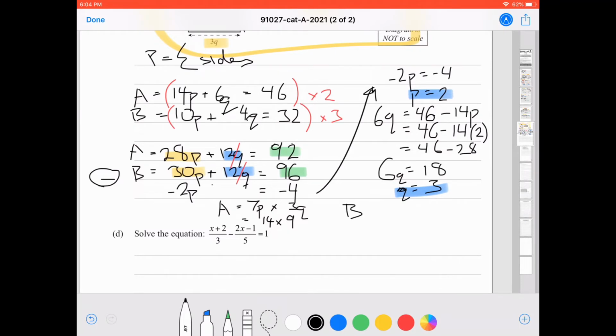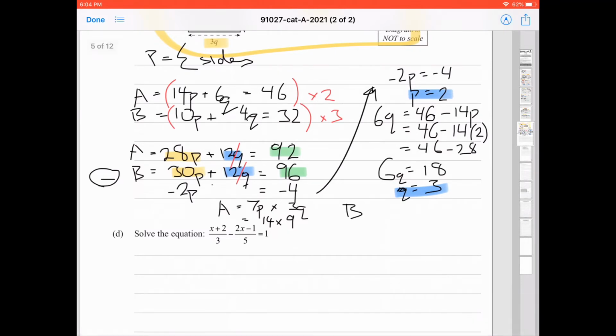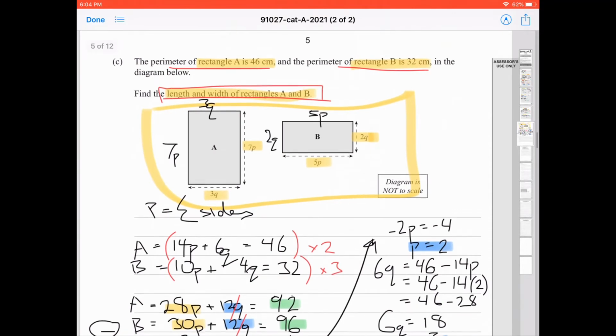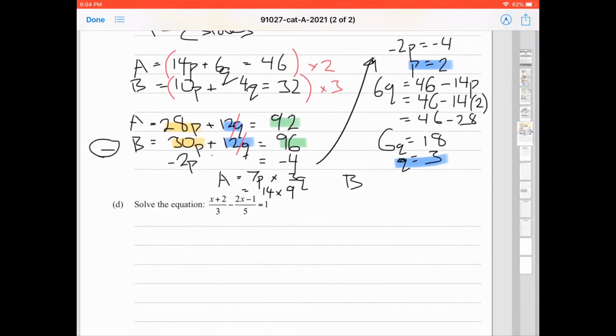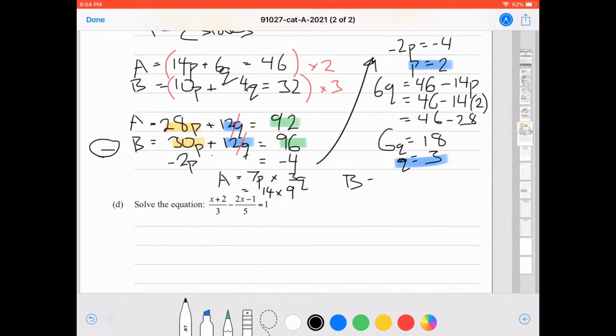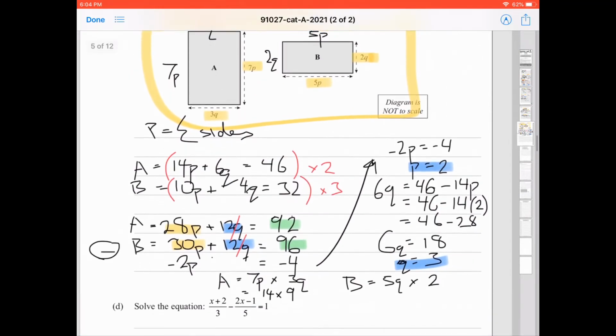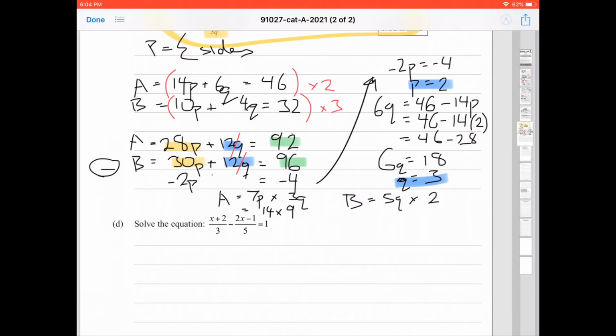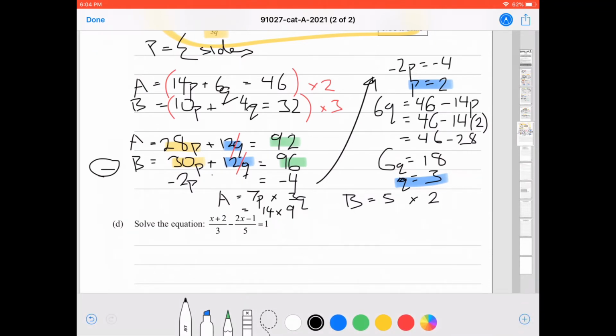Rectangle B, the length was 5p, and the width was 2q. They're not both q's, are they? Which was p? 5p times 2q. Okay, so 5 times 2 is 10 by 2 times 3, which is 6.